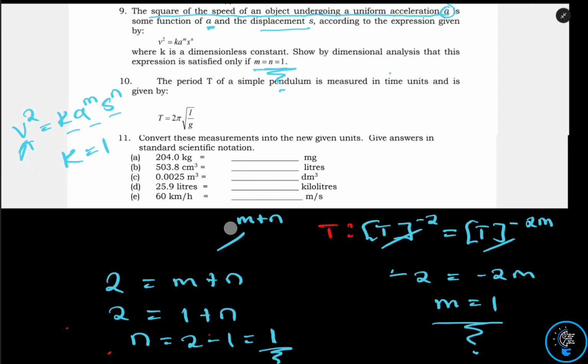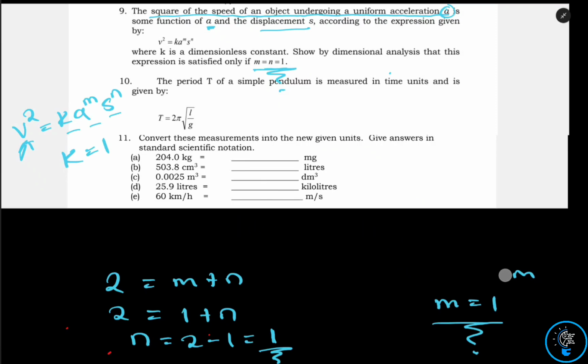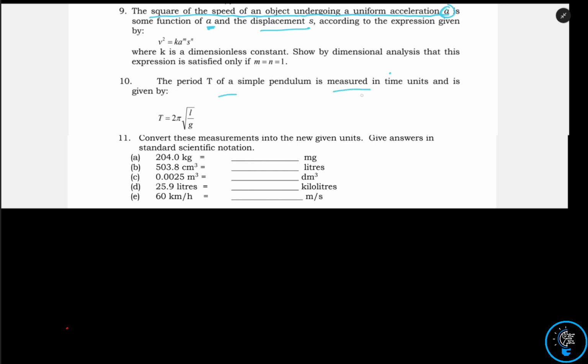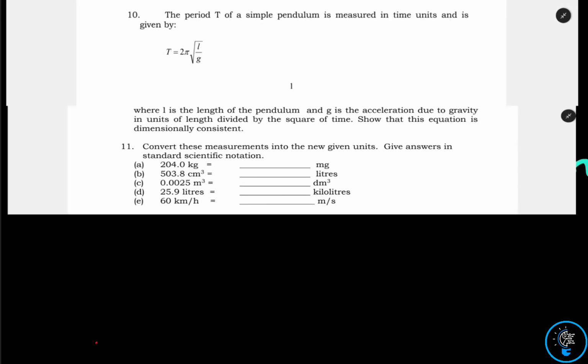Okay, let's do question 10. So question 10 says, the period represented as capital letter T of a simple pendulum is measured in time units and is given by T equals 2 pi, then the square root of length over gravity. We are given this one. Let's see, what's the question in this one? I can't see any question. Okay, we have the question there now.